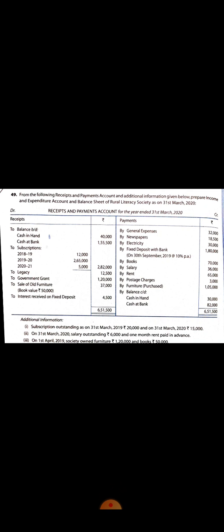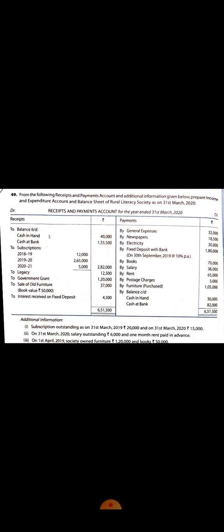Payment side: general expenses 32,000. Newspaper 18,500. Electricity 30,000. Fixed deposit with bank 1,80,000. Books 70,000. Salary 36,000. Rent 65,000. Postage charges 3,000. Furniture 1,05,000. Balance carried down: cash in hand 30,000, cash at bank 82,000.